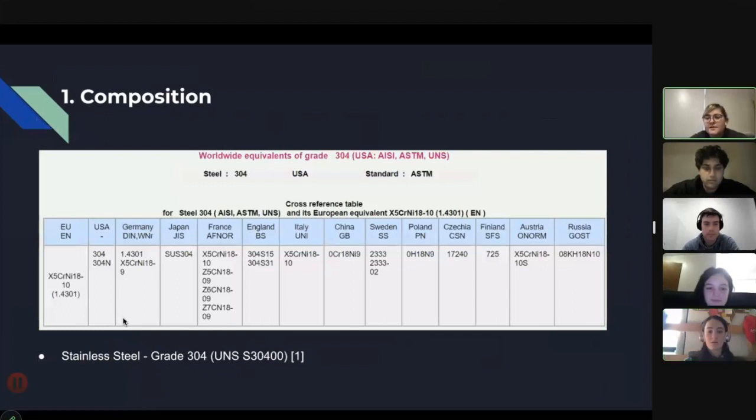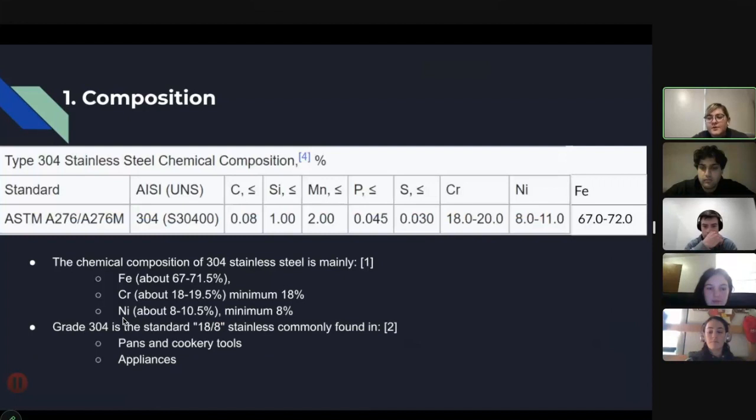304 stainless steel is also known as UNS S30400. This chart shows how this alloy is referred to in different parts of the world. 304 stainless steel is made up of 8 different elements as seen in this table, but is primarily iron, chromium, and nickel. This type of stainless steel is very common in everyday life, from the pots and pans that we cook with to appliances to heat exchangers.